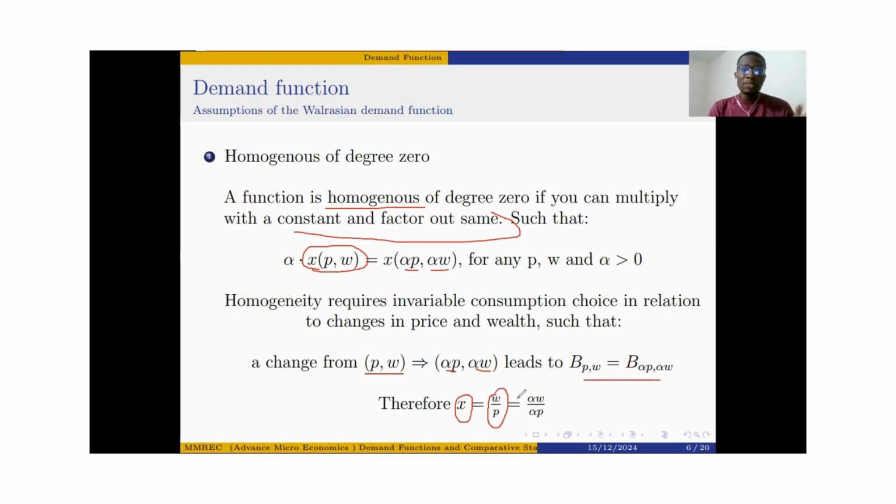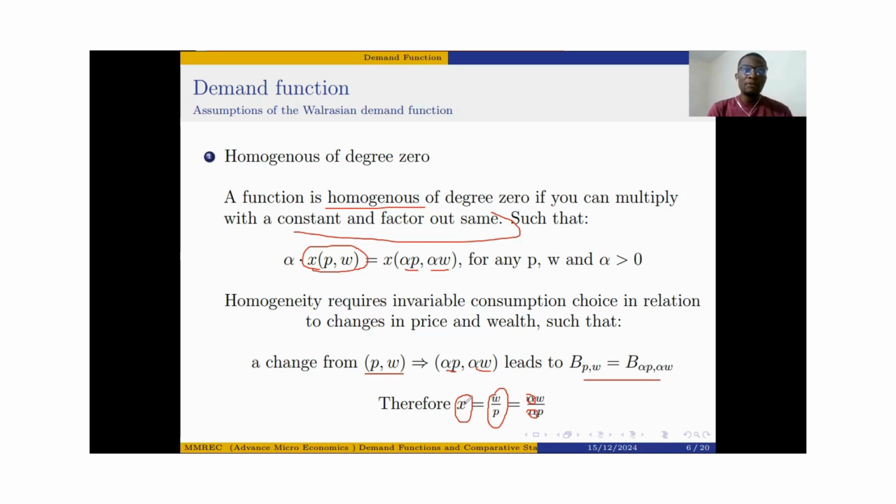Suppose you multiply through the function by a constant, alpha W and alpha P. You realize that these alphas cancel out and we are left with the same price and wealth, the same quantity that's going to be bought. So the understanding is that suppose you have a wealth of 10 cedis and the price of goods doubles and your wealth also doubles. The quantities you're able to buy don't change between yesterday and today.